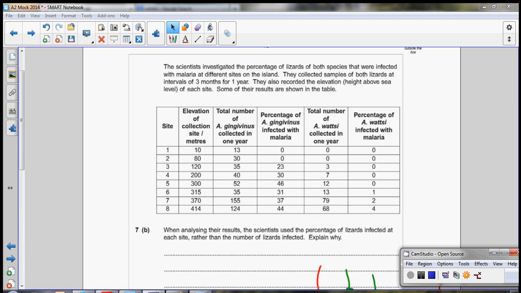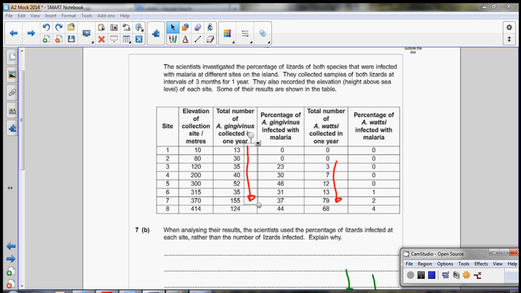Looking at this data, I can see a few different trends. As we increase in terms of elevation, I can see that there seems to be a general increase in the number of lizards that were actually collected. So, for the A. gingivinus, one of the species of lizard, there seems to be a pretty steady increase up to 370 metres as elevation increases in the actual number of lizards that we find.